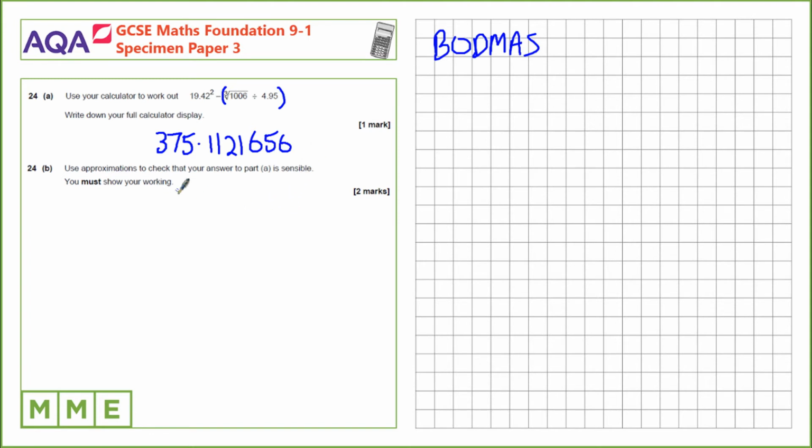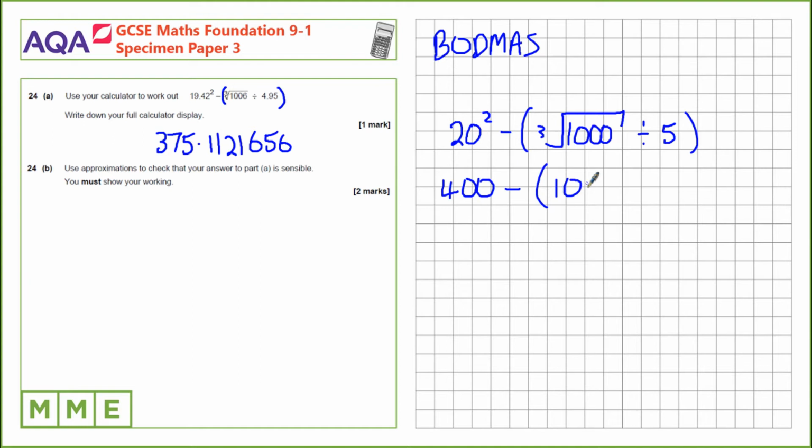Use approximations to check that this is sensible. We need to take the expression here, and round each part of it to make it a simpler calculation. For example, round 19.42 to 20. We can round the cube root of 1006 to just the cube root of 1000. And we'll round 4.95 to 5. So 20 squared is 400. And the cube root of 1000 is 10.